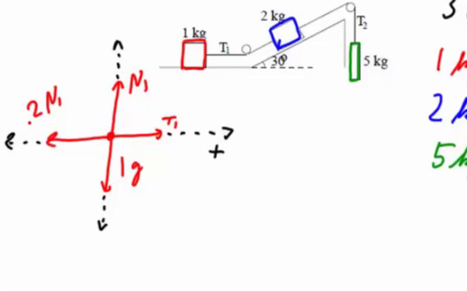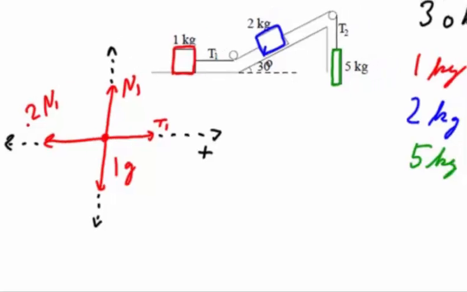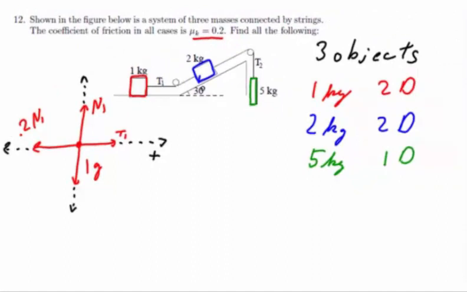This free body diagram, being two dimensions, will yield two equations, and they're going to be simple equations because all of the forces are aligned nicely with the coordinate system. We're not going to have to break anything into components. Good news. So here we go.